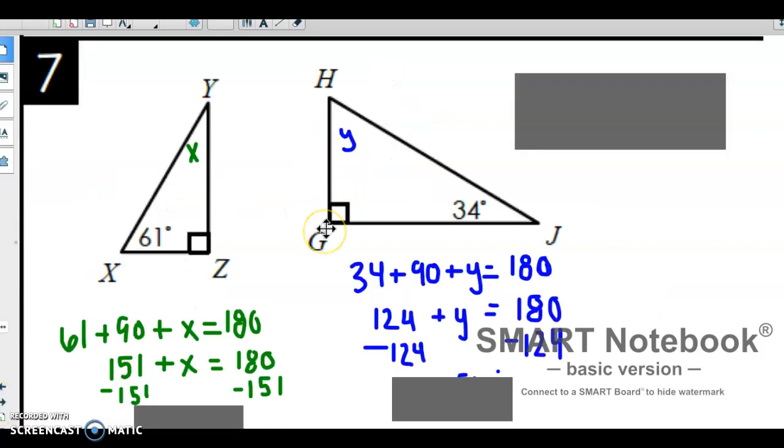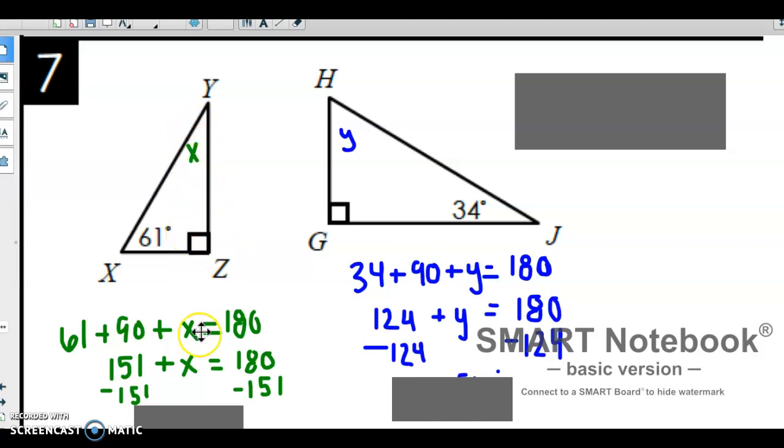All right, to the next problem. Here, again, we are not given any side lengths, but we are given angle measures. So we have triangle XYZ and we have triangle GHJ. We need to figure out if they're similar. So to do that, we need to solve for the missing angles in them. Here, in this first triangle, we have a 61-degree angle and a 90-degree angle. And this missing angle, we're going to call that X.